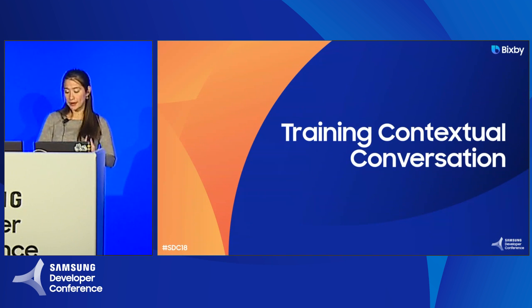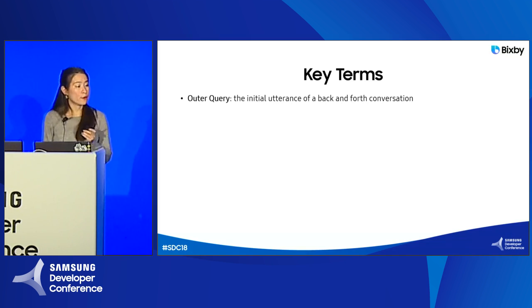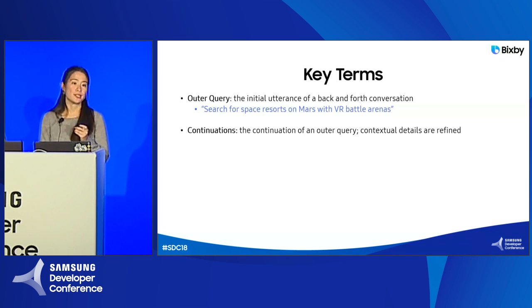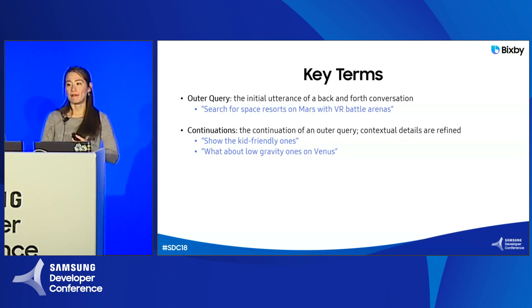So how can we train Bixby to understand what we're talking about? I'm going to show you how to train an example first, and then John will show you how Bixby can extend the conversation when users are adding more and more inputs. So let's go over some key terms really briefly. First, we have an outer query, which is the initial utterance, so something like find space resorts. Here's another example. Search for space resorts on Mars would be another one. And then we have continuations. And these are essentially the follow-ups to the outer queries. This is where the contextual details are refined. So something like show the kid-friendly ones, and what about low-gravity ones?